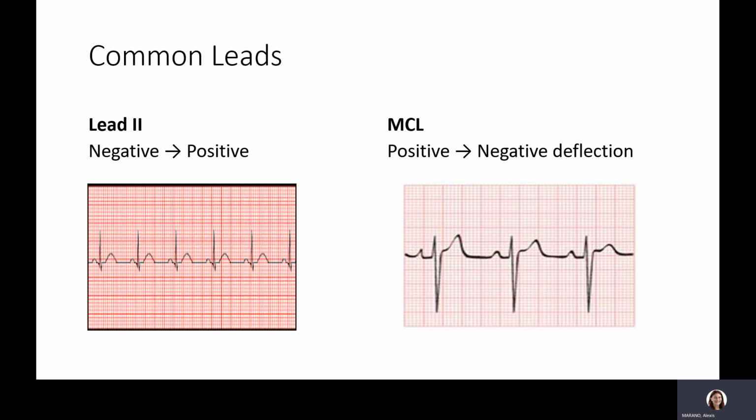So let's talk about the different types of leads. In lead 2, we're looking from negative to positive. In our modified chest lead, or MCL, we're looking from positive to negative deflection. So what's happening is we're just changing our point of view.